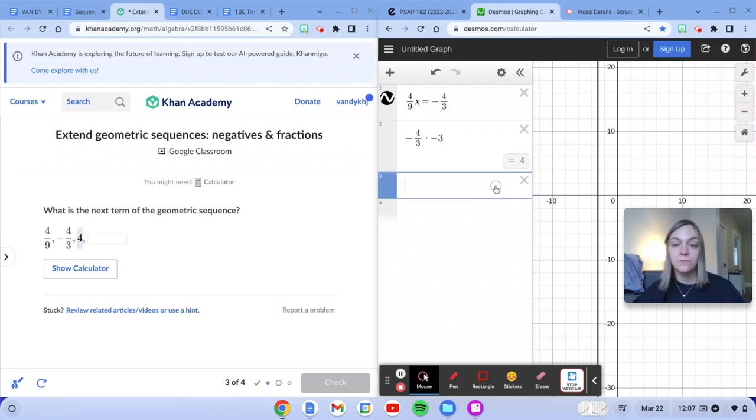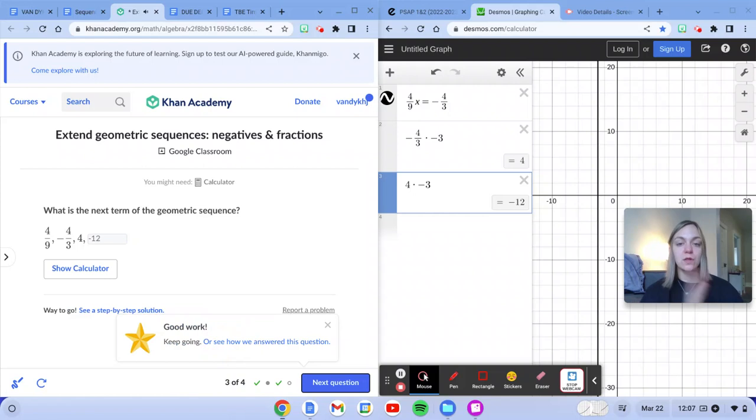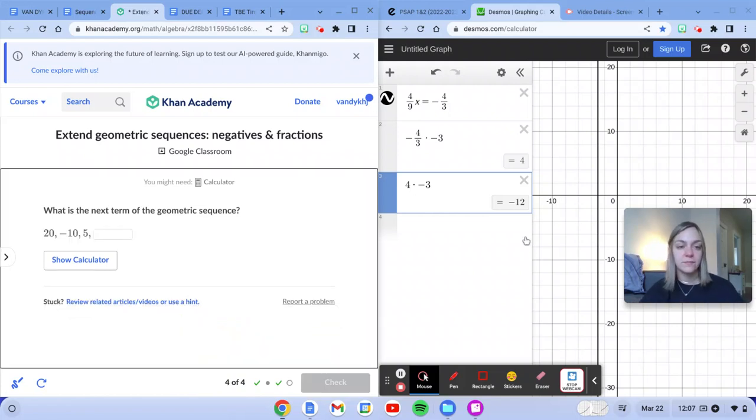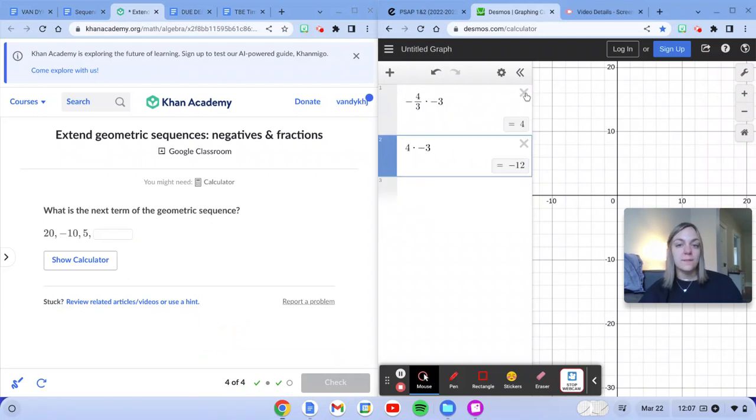That's perfect. So now we're going to take 4 times -3 to get the next number in the sequence, which is -12. We know that 4 times 3 is 12. There's a negative in there, so it's got to be negative. Okay, we've got a new sequence.